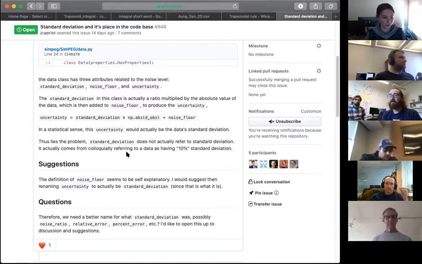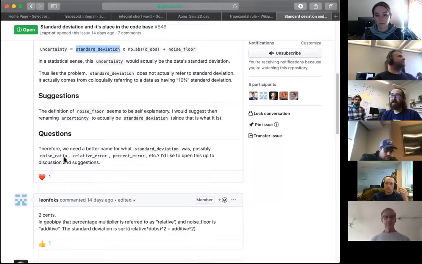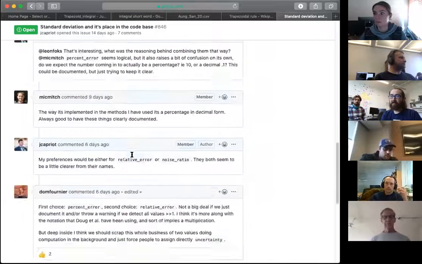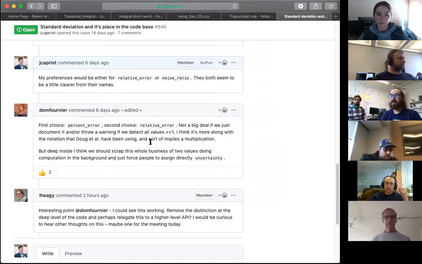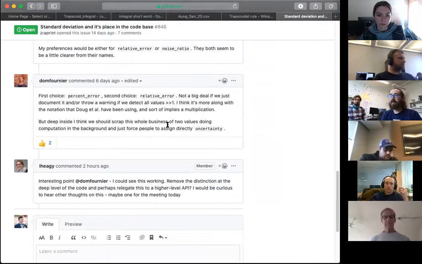So we were talking about possibly renaming that quantity. Some of the options for renaming it were either relative error or percent error. I think we were talking about one of those two. And then Dom brought up just, okay, screw it, and have uncertainty be standard deviation, not worry about either of the two of them, I think. So.